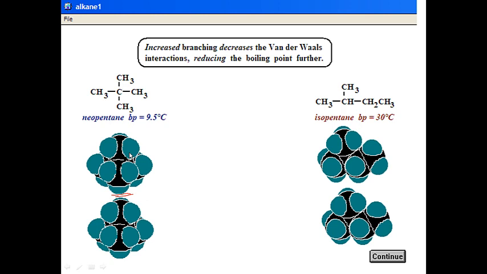So straight chained alkanes, if we're comparing same molecular weight, have a higher boiling point than the branch chained, and the more branching you have, the lower the boiling point, because in the straight chained alkanes you've got a lot of surface area for the induced dipole interactions, and as the molecule gets more and more spherical, you have less surface area and less and weaker induced dipole forces.